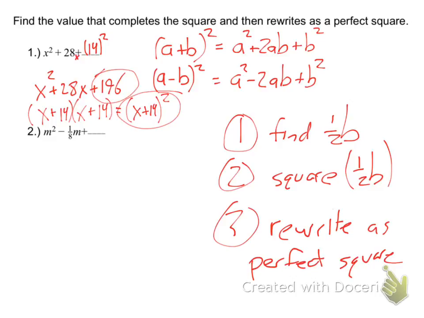Okay, let's put this to practice. Look at the next one. M squared minus 1/8 m. What's b? It's a negative 1/8. What's half of negative 1/8? It's a negative 1/16. Some of us might not understand that.